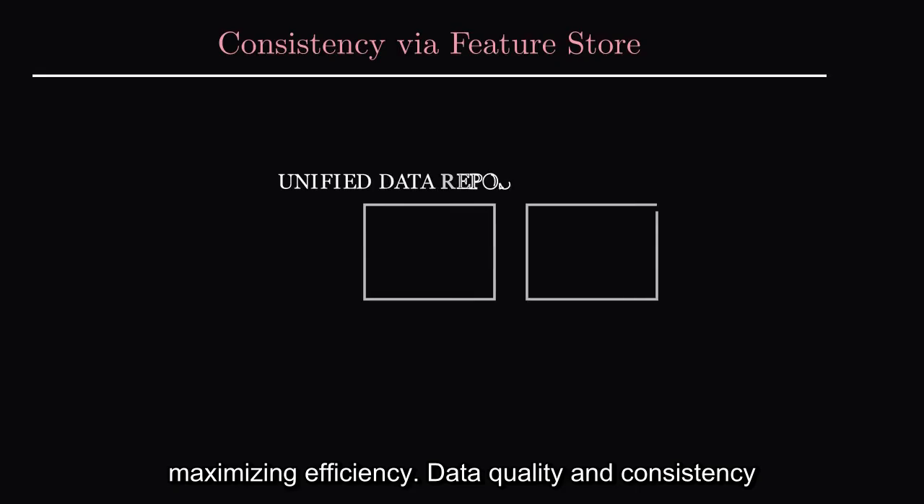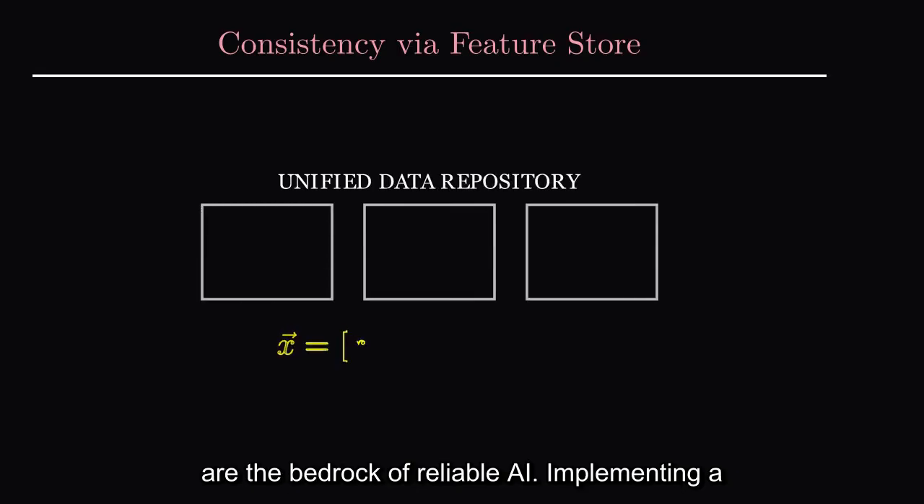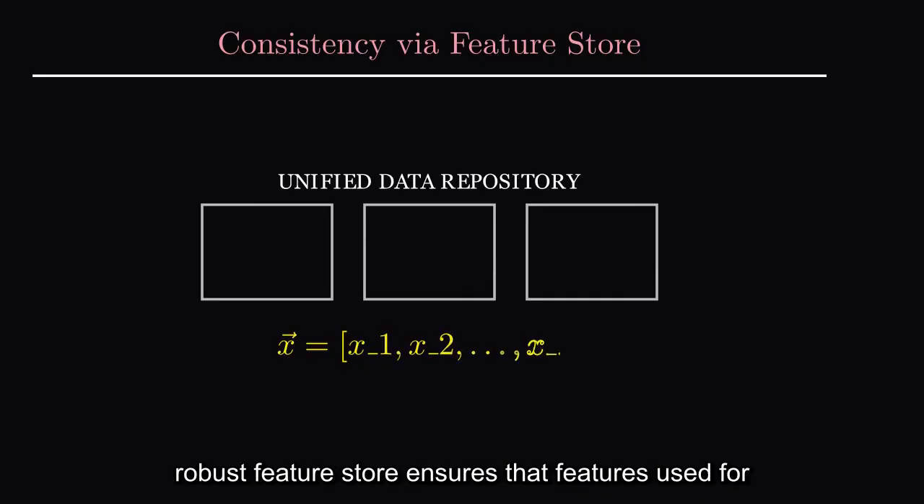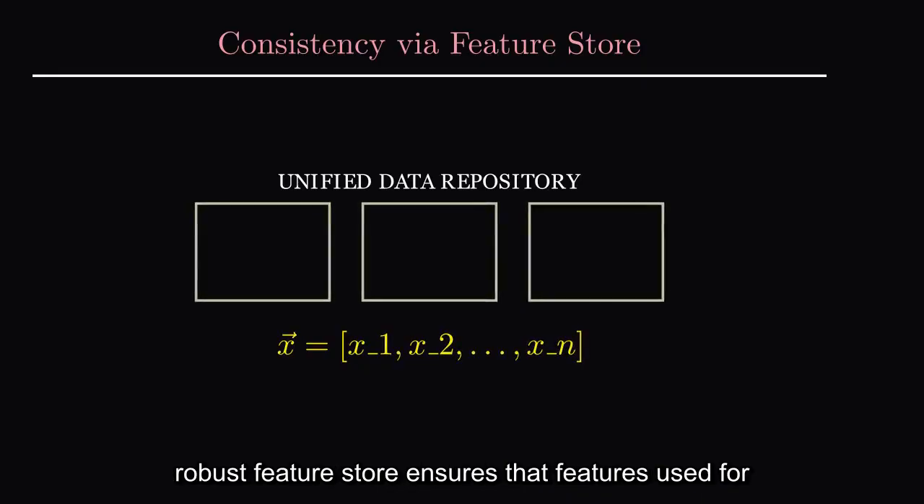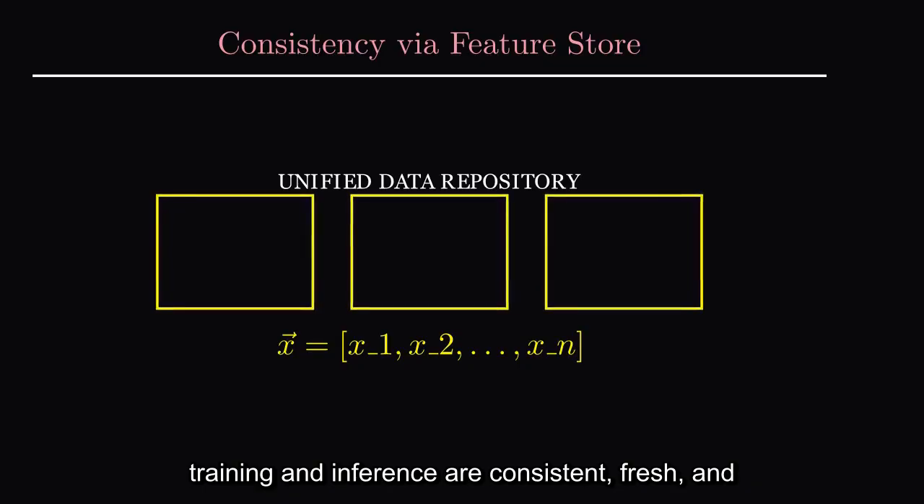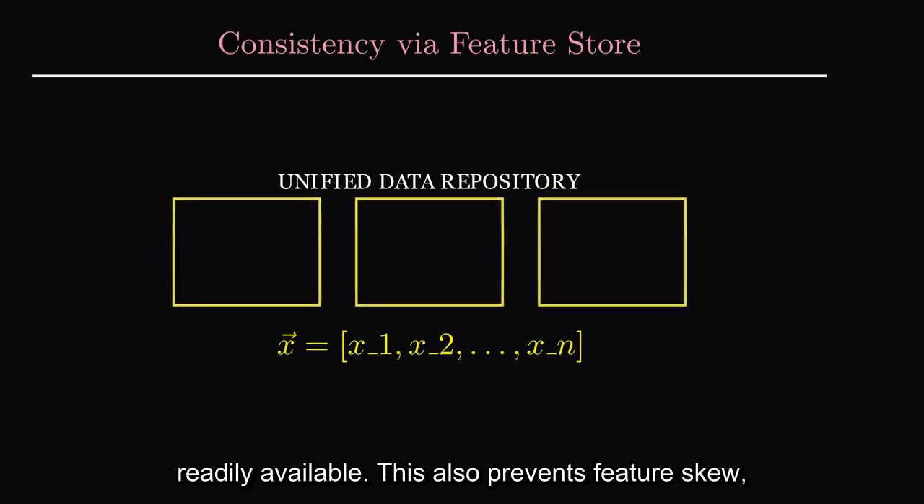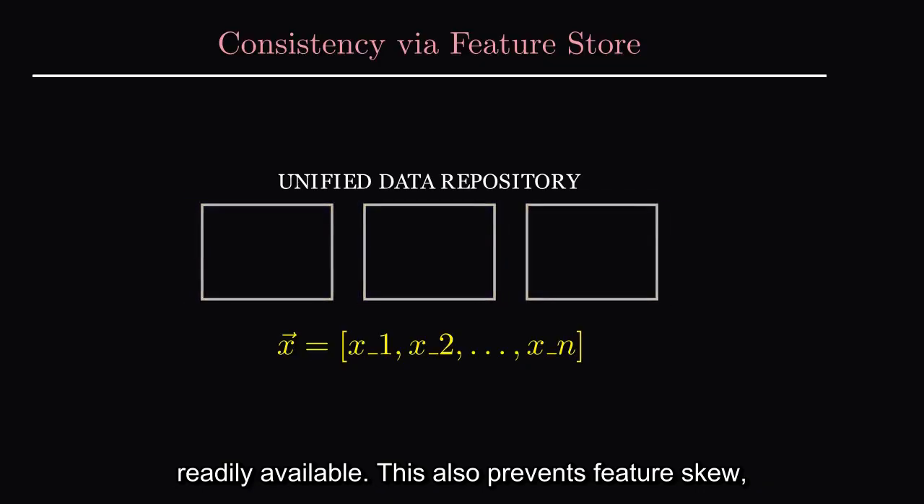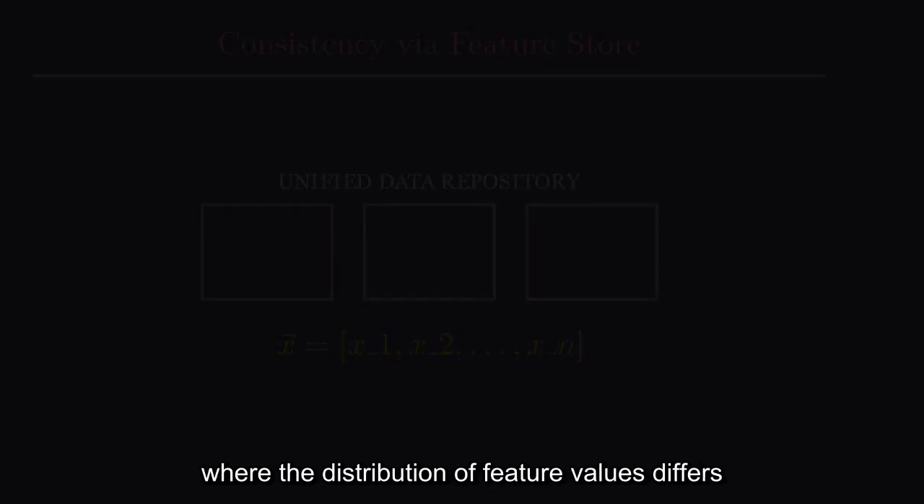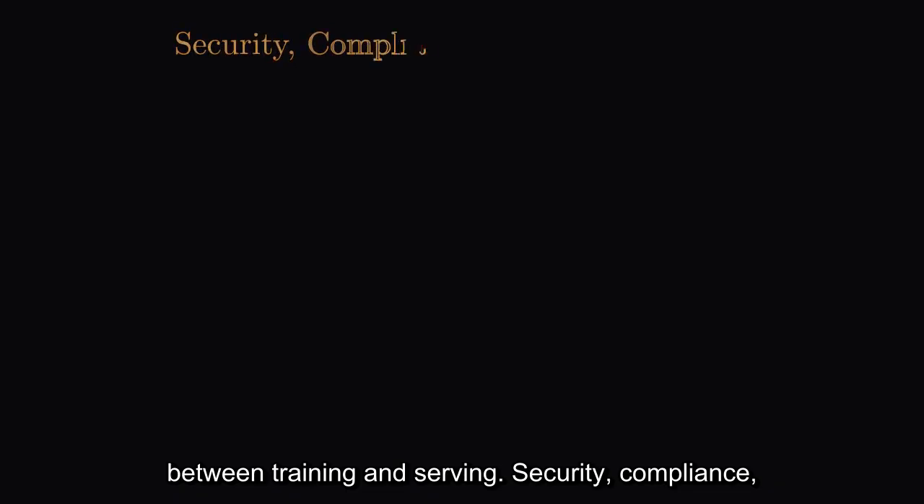Data quality and consistency are the bedrock of reliable AI. Implementing a robust feature store ensures that features used for training and inference are consistent, fresh, and readily available. This also prevents feature skew, where the distribution of feature values differs between training and serving.